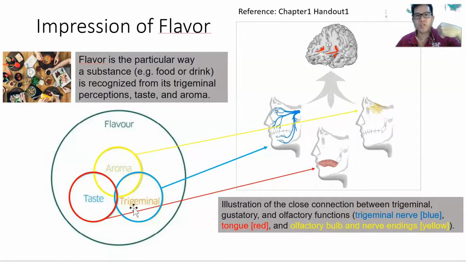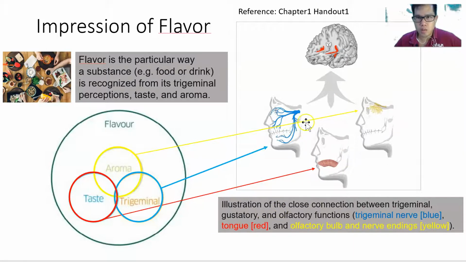This sensation, for example the warmness, or if there is any pain, like chili, gives you a certain type of pain, and so on. So these three things combine to give you the flavor of the food or drink. All right. If you want to know more about flavors, I have included it in the chapter 1 handout. You can read more of that.